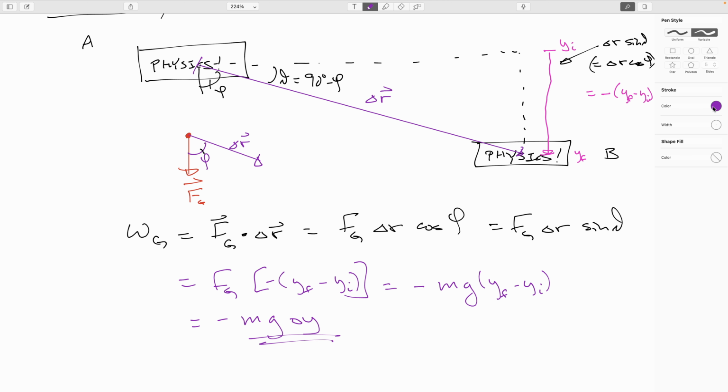Now, very quickly here, I could take a look at another path. Let's take the obvious one. Let's go straight horizontal and then straight vertical like that.